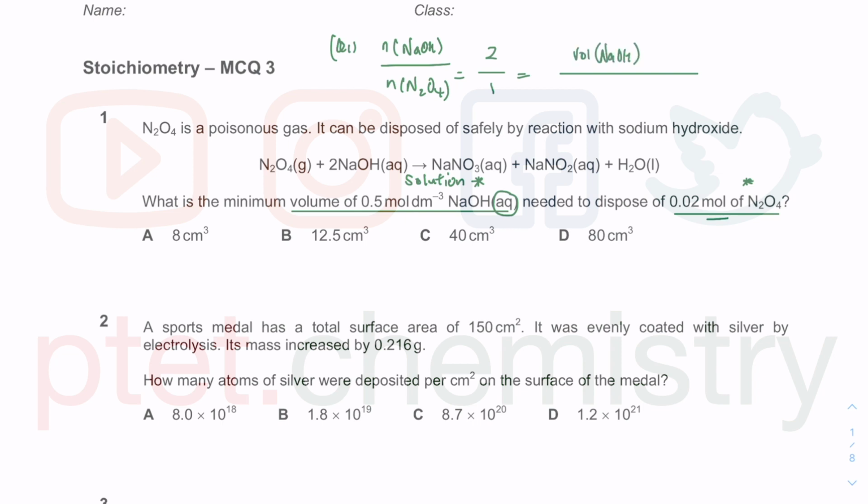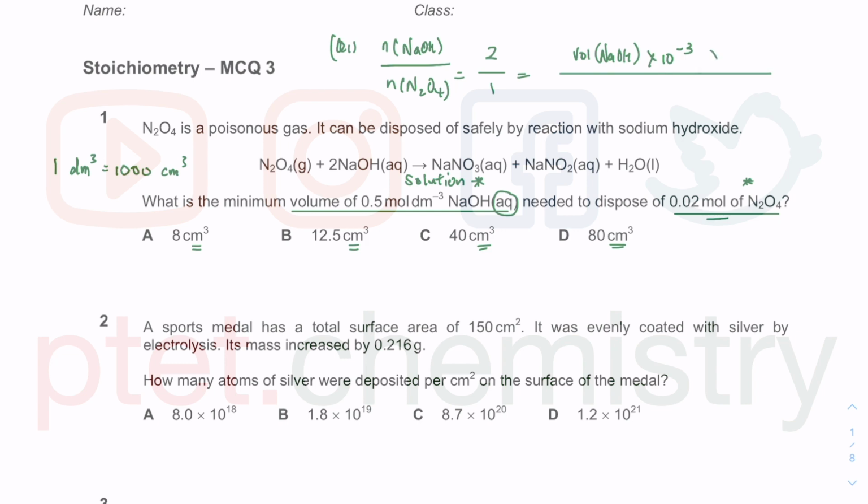Have a look at the answers given. They are all in cm cubed. These are volumes of solution. So don't forget that 1 dm cubed is 1000 cm cubed. Therefore, to convert cm cubed to dm cubed, you need to divide by 1000. So you could do times 10 to the minus 3. Be very good on your calculator and know how to key in this times 10 to the minus 3. It has the exact same meaning as volume over 1000.